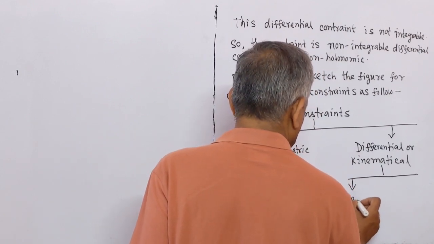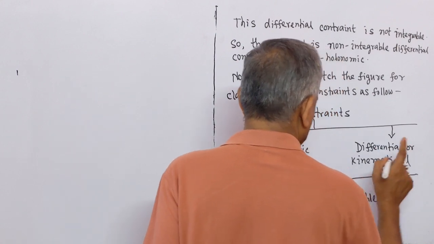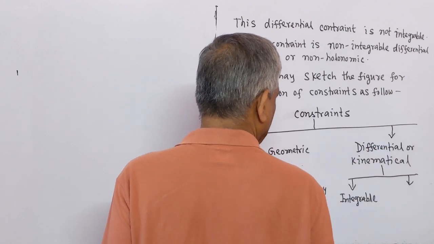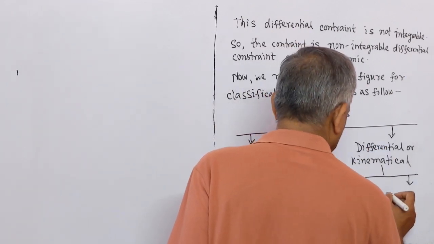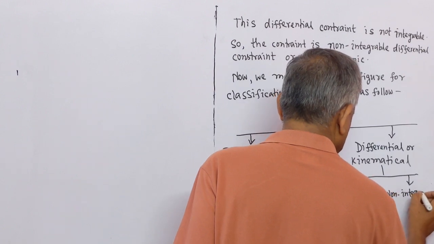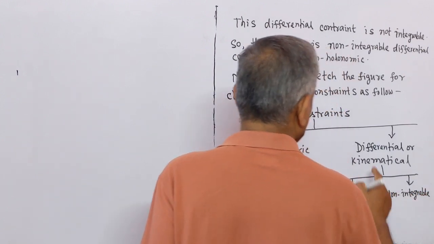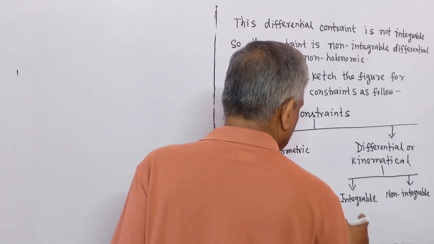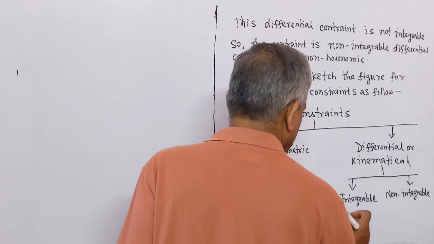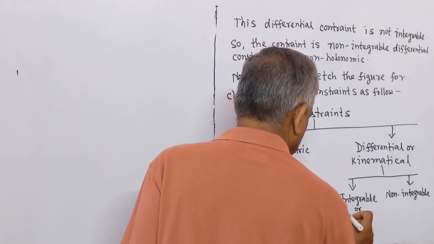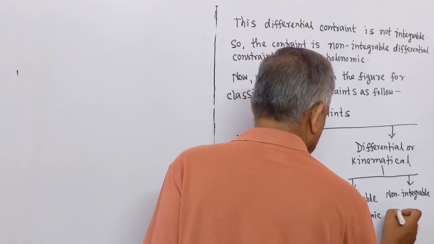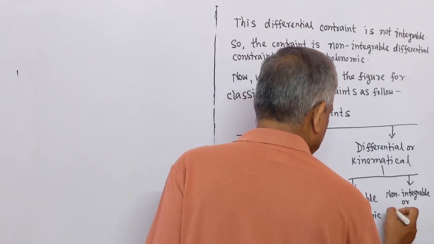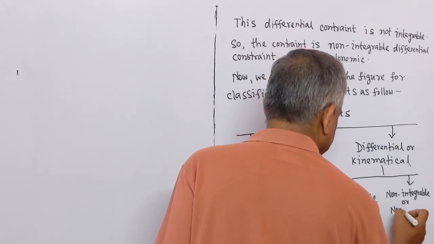Integrable differential or kinematical constraint. Non-integrable differential or kinematical constraint. This integrable differential or kinematical constraint is known as holonomic, and non-integrable differential or kinematical constraint is known as non-holonomic.